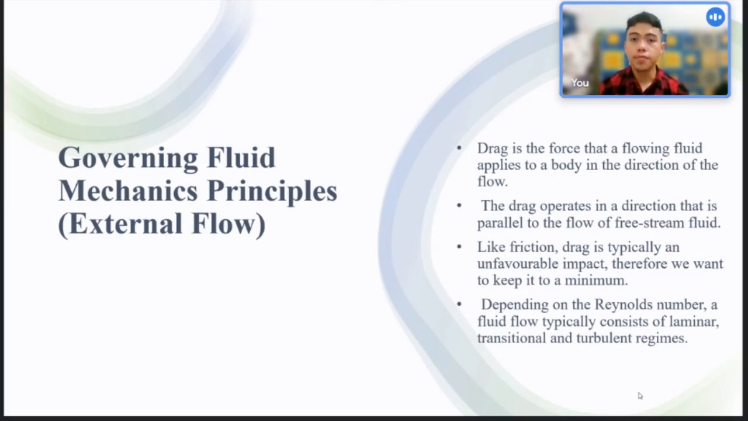Thirdly, like friction, drag is typically an unfavorable impact. Therefore, we want to keep it to a minimum. Fourth, depending on the Reynolds number, a fluid flow typically consists of laminar, transitional, and turbulent regimes. Now moving on to the second slide.